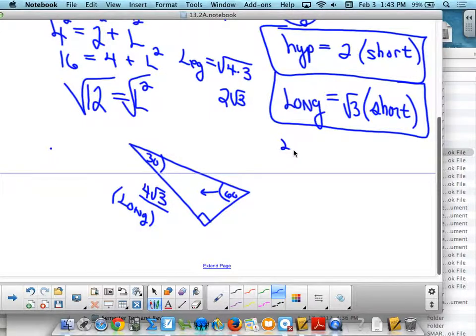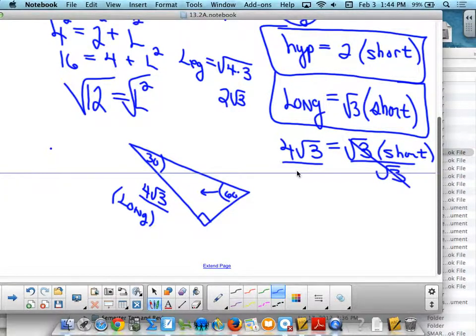4 square root of 3 equals the square root of 3 times what? Short leg. Well, how do you solve it? Divide by square root of 3. Knock it out. Right? Uh-oh. I made this a little too easy. I was trying to make it hard on you, and I made it too easy.